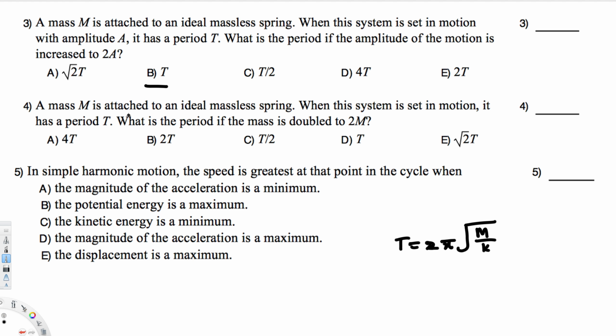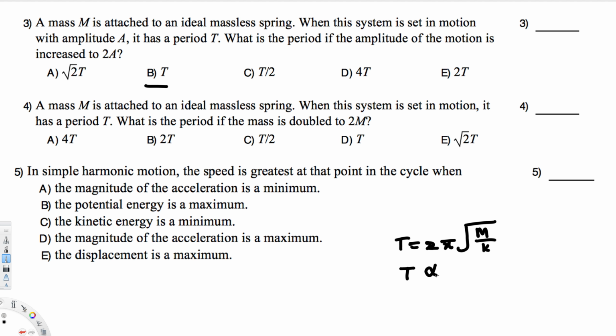Now let's look at the second question. This question is asking: a mass m is attached to an ideal massless spring. When this system is set in motion, it has a period t. What is the period if the mass is doubled to 2m? Now here we have to look at the T and m alone.